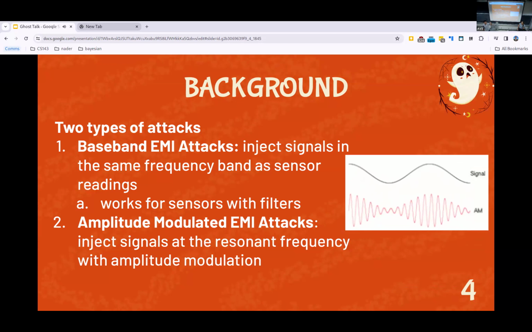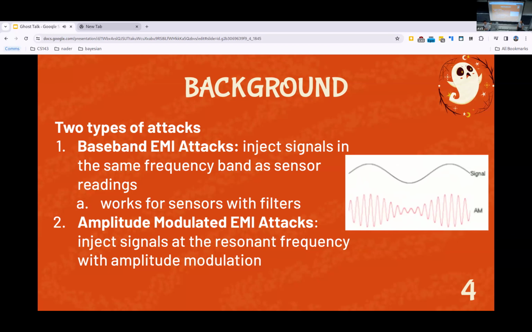But if you do have very strong attack hardware, the way that this attack is unique is that it can actually attack sensors that have filters that do filter out higher frequency signals.